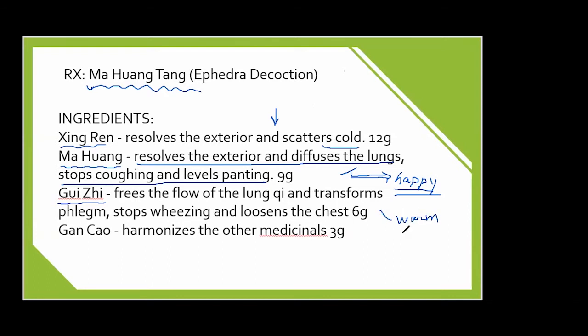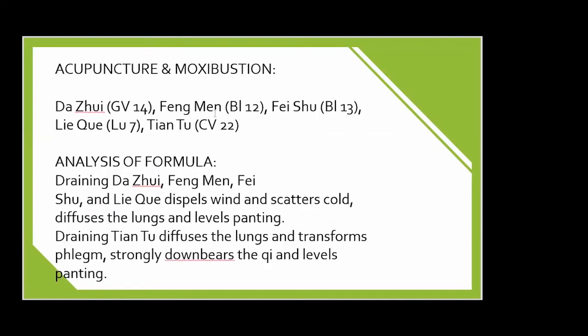So for wind cold condition, which is pretty warming, and they help qi move smoothly also. It can stop cough and loosen the chest, and the gan cao harmonizes the whole formula and also can stop cough and relieve phlegm. So that's basically ma huang tang, pretty simple here. Only four herbs in here, so for wind cold condition, we use it.